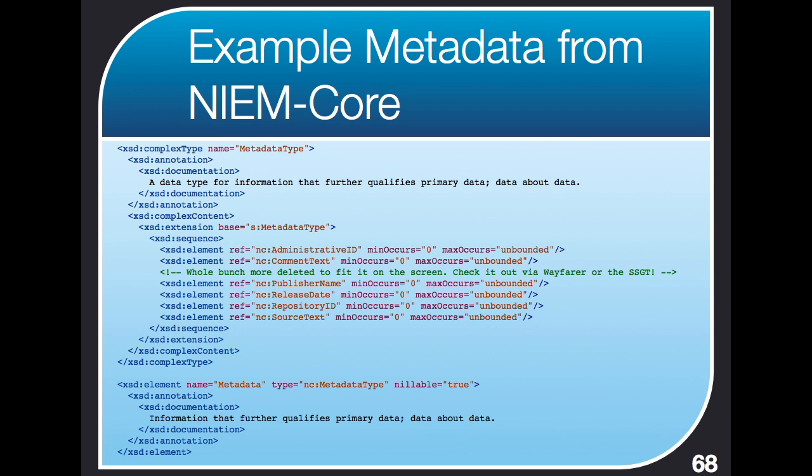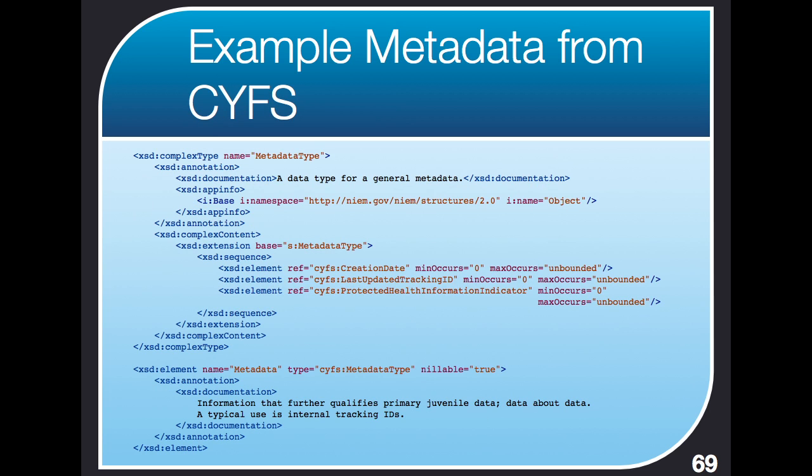Let's see what Cyphus did. Here is the metadata piece from Cyphus. Now you can see that it extends from sMetadata type just as the NIEM core's metadata object did. And what it adds is a creation date, a last updated tracking ID, and most importantly, a protected health information indicator, PHI. Now if you work at all in children, youth, and family services, you are familiar with protected health information, and you're familiar with how important it is to be able to mark things as being protected health information. By putting it in as metadata in Cyphus, this means this chunk of metadata can be applied to anything in the whole NIEM, in the whole model, in all the domains.